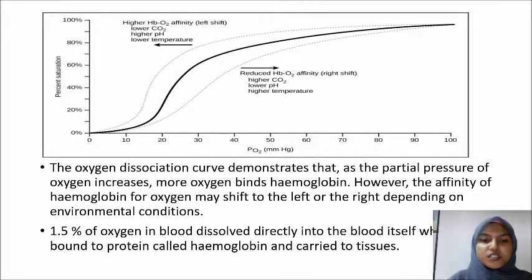Based on the oxygen dissociation curve, partial pressure of oxygen increases when the oxygen binds more to the hemoglobin. However, the affinity of the hemoglobin for oxygen may shift to the left or right depending on the environmental condition. As the partial pressure of oxygen increases, the hemoglobin is increasingly saturated with oxygen. Only 1.5% of oxygen in blood dissolves directly into the blood itself, while 98% is bound to a protein called hemoglobin and carried to the tissue.